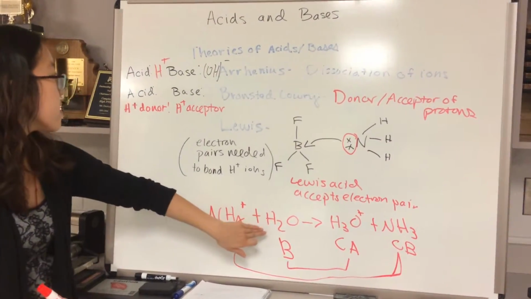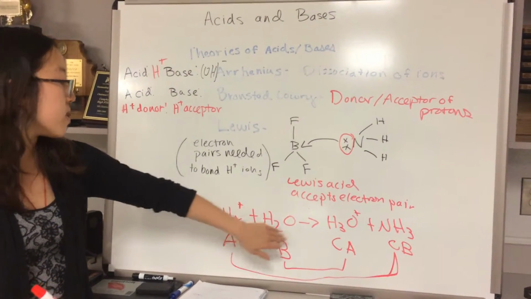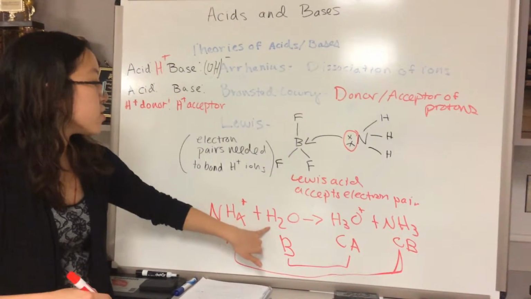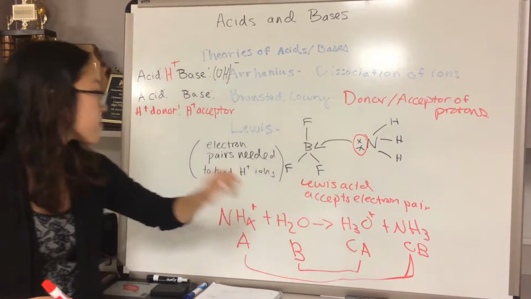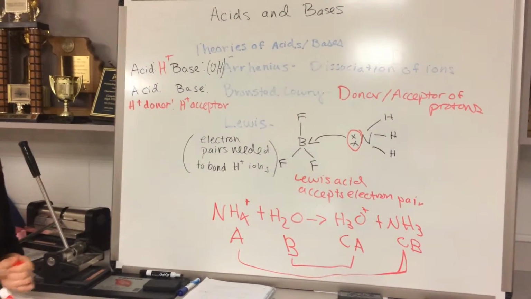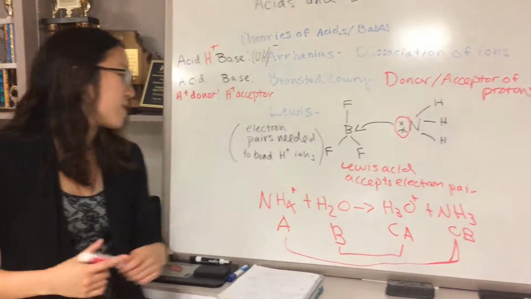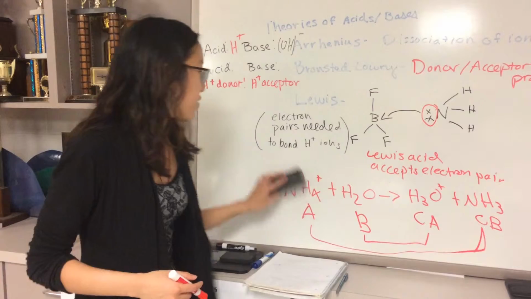Because as you can see, the base accepts an H+ ion, and instead of H2O, it becomes H3O+. Okay, as an acid and as a base. So that's an example. So now I want you guys to try also.